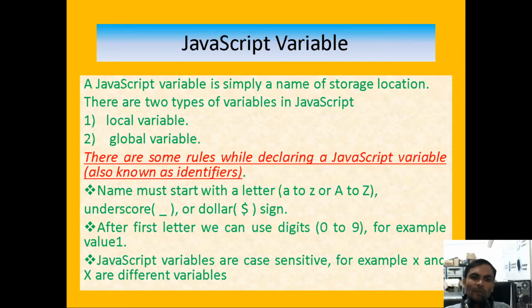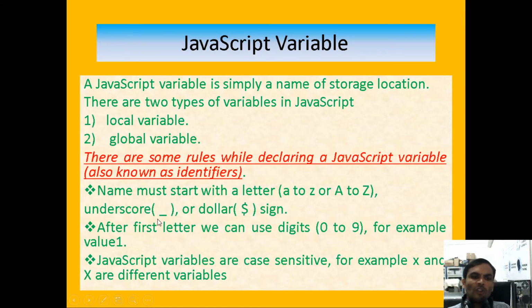Global means that before defining the function, above the function, when you define the variable, we call it a global variable. Local variable means at the time of defining the function, inside the function when you define the variable, we call it a local variable. That is the major difference between local and global variables.